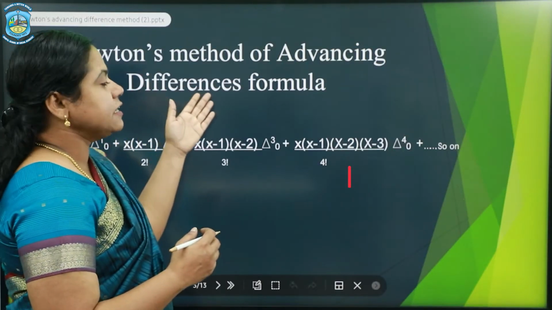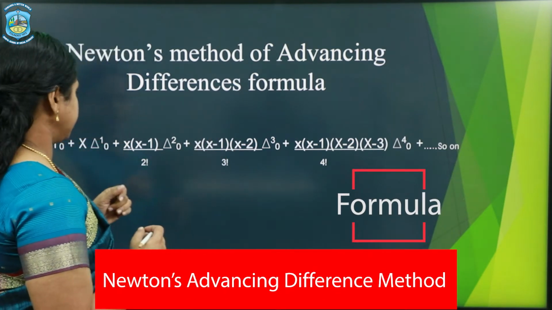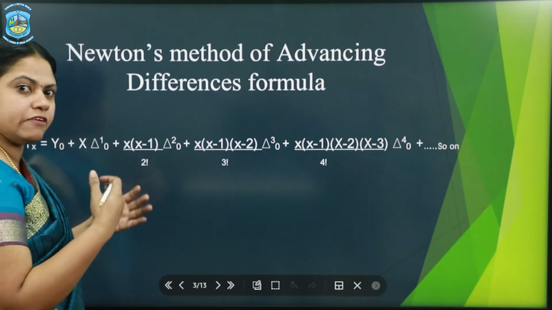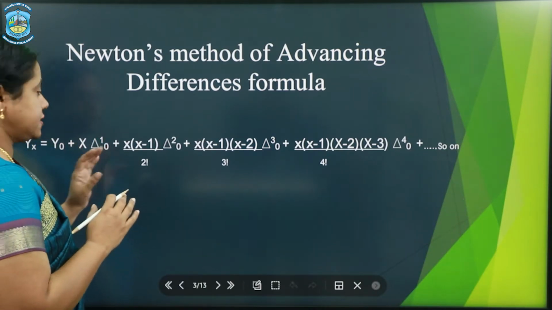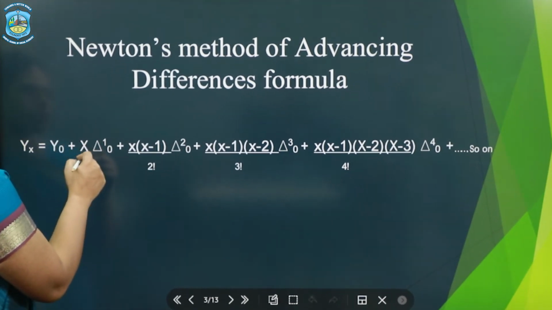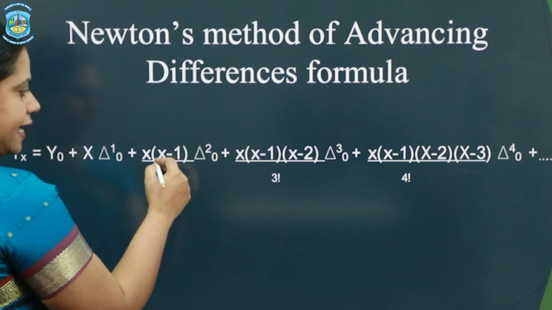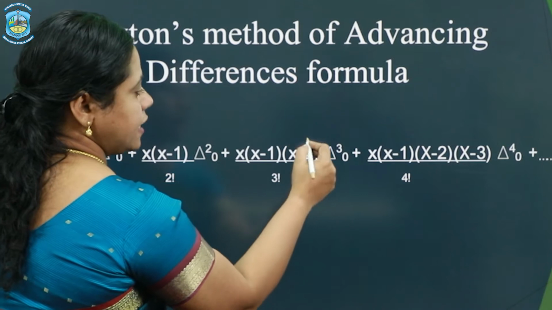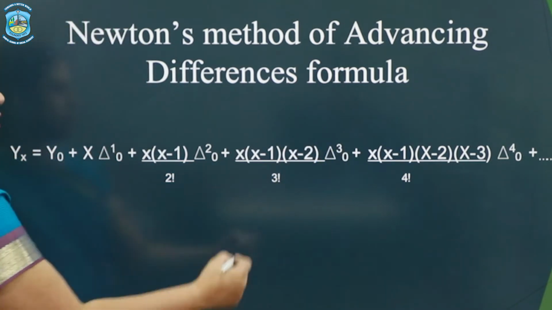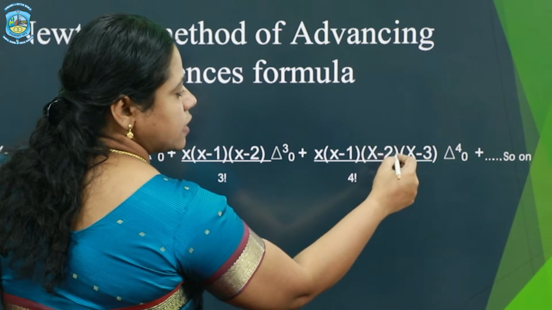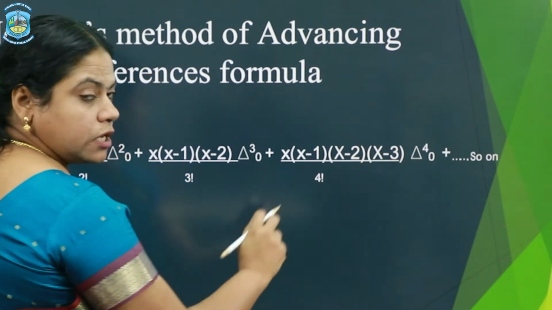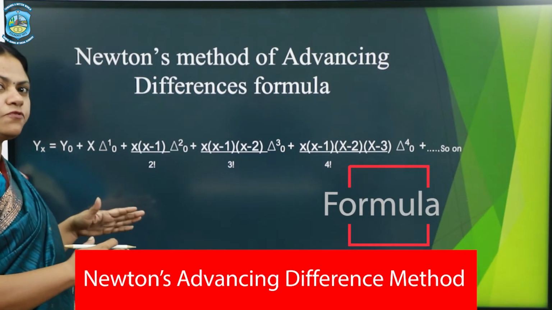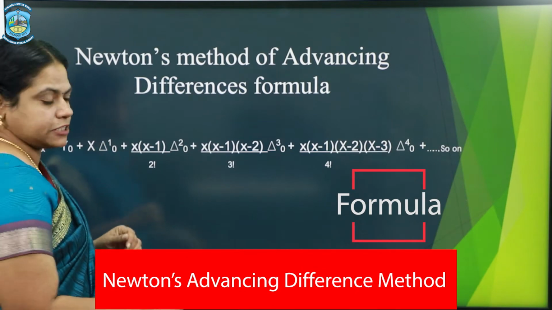So let's understand the formula for using Newton's advancing difference method. When you look at this formula, it looks complicated, but it is very easy to understand and develop this formula rather than memorizing it as it is. Now yx is equal to y0 plus x del 10, plus x into x minus 1 del 20 by 2 factorial, then x into x minus 1, x minus 2 into del 30 by 3 factorial, then x into x minus 1, x minus 2, x minus 3 del 40 by 4 factorial, and so on. So this is the formula for Newton's advancing difference method.